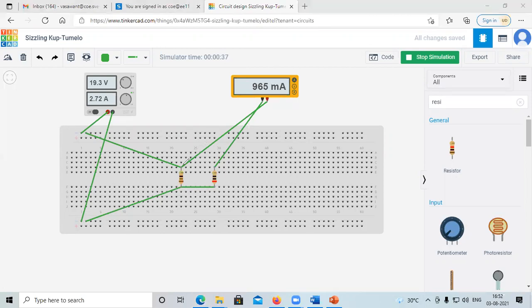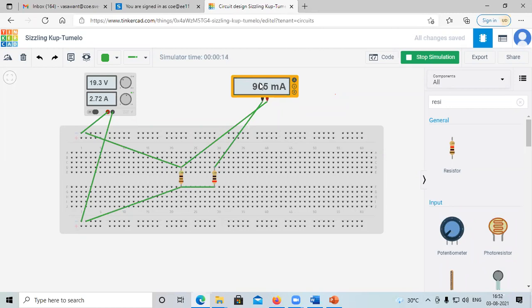So that means I have connected an ammeter in series from this point to this point. ओके, म्हणजे इकडे फ्लो होणारा करंट मला किती आहे ते शो करेल. Okay, now when we start simulation, the result is shown, that is 965 milliampere. So the answer is 965 milliampere. That means load current, or current flowing from this, is nothing but 965 milliampere.